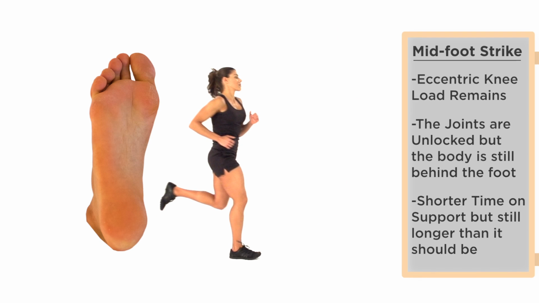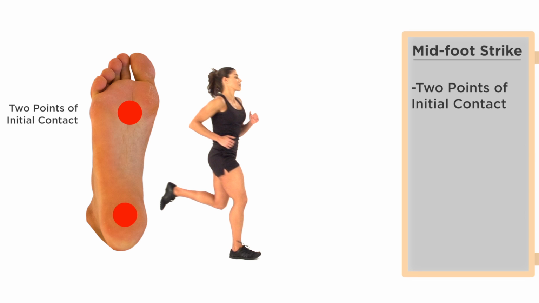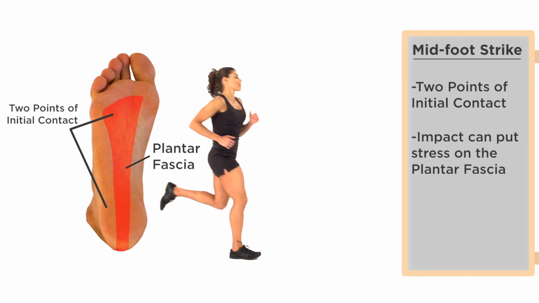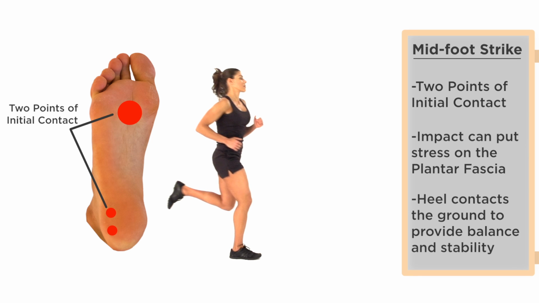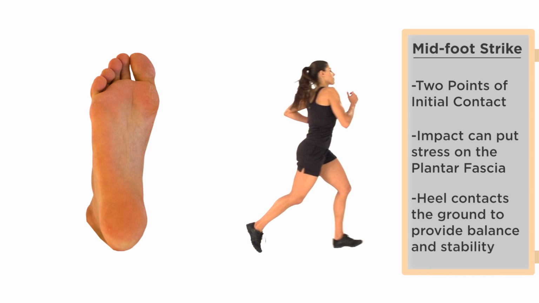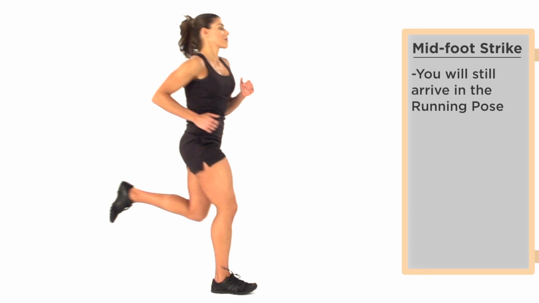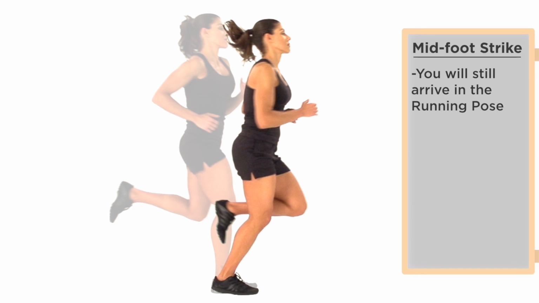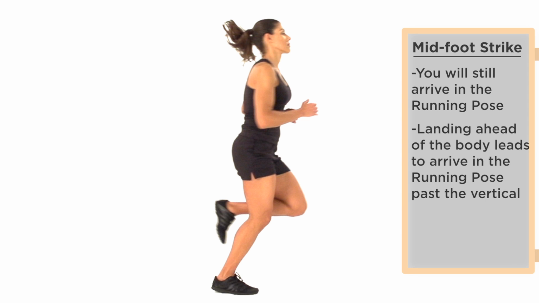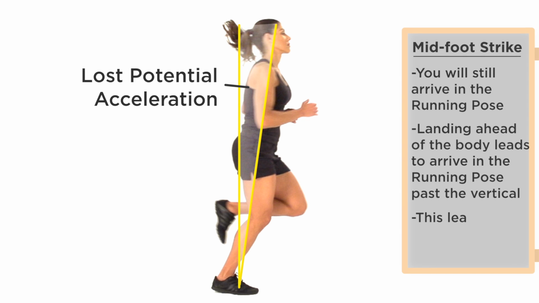Taking a look at the pressure path, there are 2 points of initial contact. This can be a jarring impact that can put stress on the plantar fascia. Once again, the pressure circles the heel and then goes forward as the foot begins to get pulled off the ground. Just like the heel strike, you will still pass through the running pose. It's important to note that since you landed ahead of your body, you will most likely arrive at the running pose past the vertical, leading to a loss of potential falling time.